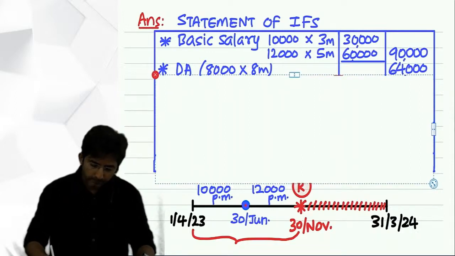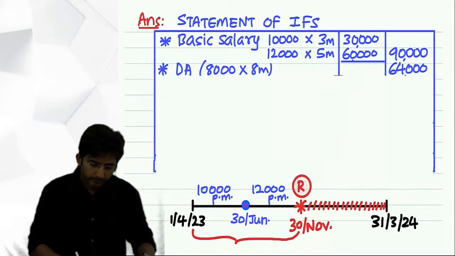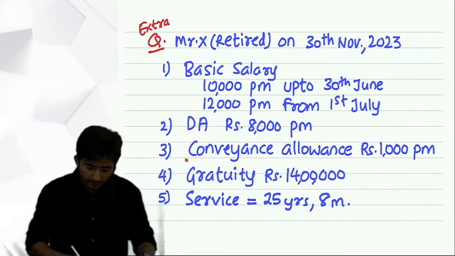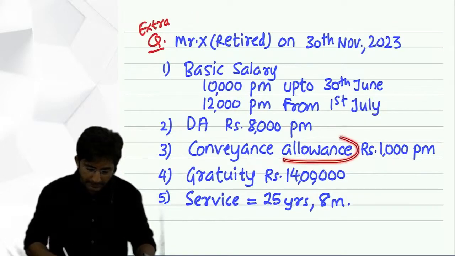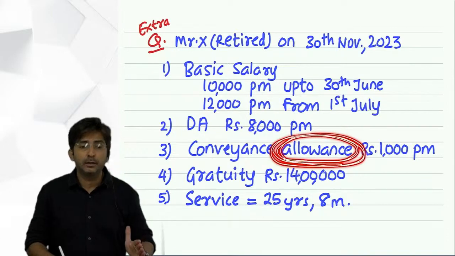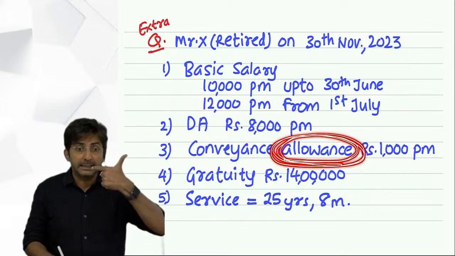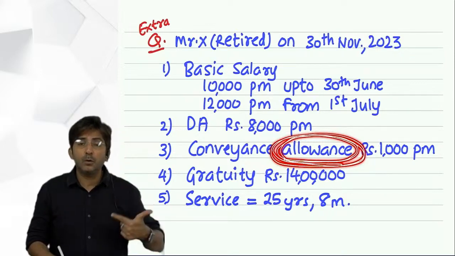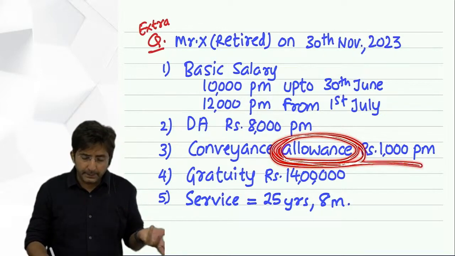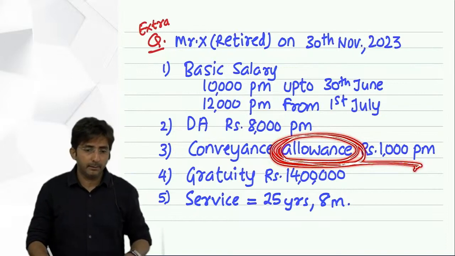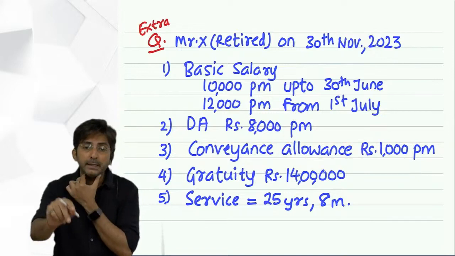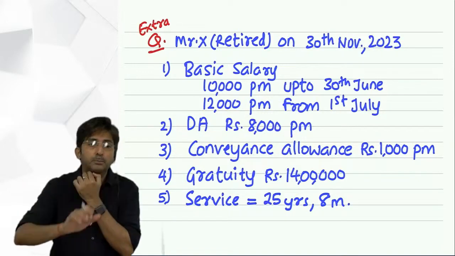Then what is next? Conveyance allowance. Did you notice it is an allowance? Yes. Whenever you come across an allowance, you have to check whether it is taxable or exempt. And this is from TC Udhar. And for TC Udhar, what is the rule? Amount exempt is amount spent. But how much is spent is not given. Assume fully spent. This you write somewhere in the notebook: if amount spent is not given in TC Udhar, assume fully spent.